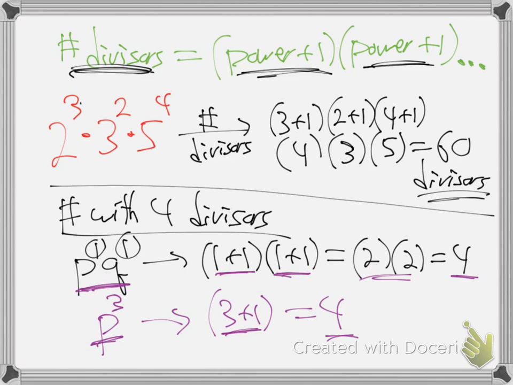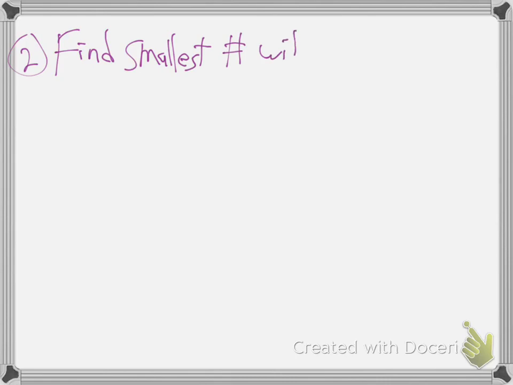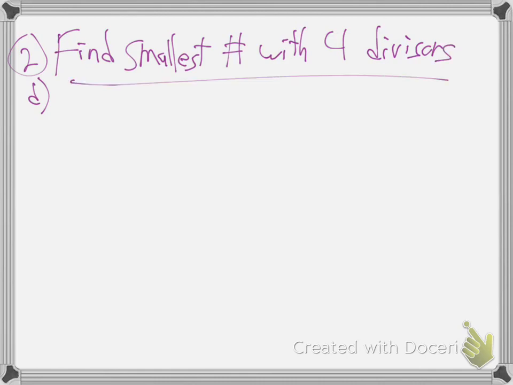Okay. So what? Well, now we're ready for number 2. With all that foundational thinking, here's what number 2 asks. Find the smallest number with 4 divisors. I think that's D or something, isn't it? It starts with A, B, C, D, right? Isn't that D? I'm just starting off there, I'll go backwards. Find the smallest number with 4 divisors.